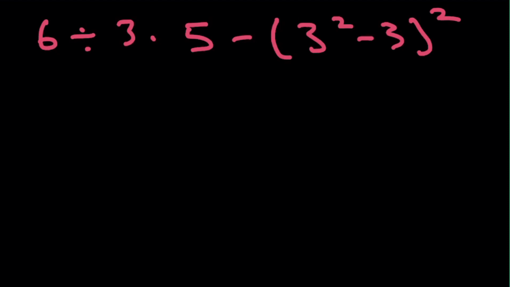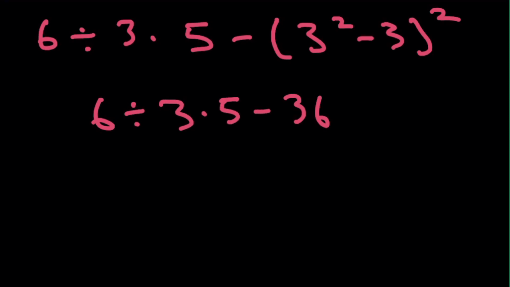Applying PEMDAS, obviously do what's in the parentheses first. So I'm not going to be writing everything out, again, showing how I work things out in my brain. So 3 squared is 9 minus 3, which is 6. 6 squared, which would end that whole parentheses aspect of it, is 36. So now we have 6 divided by 3 times 5 minus 36.